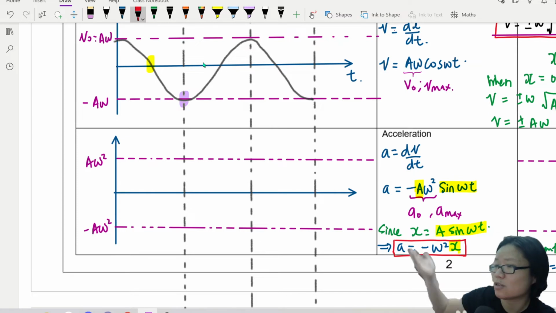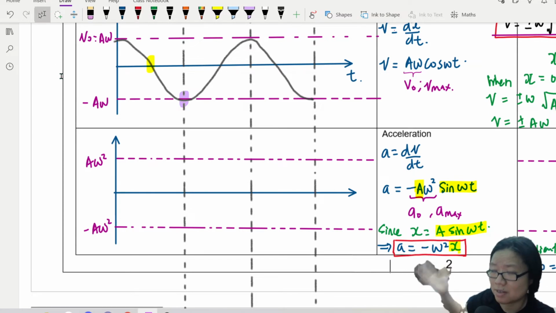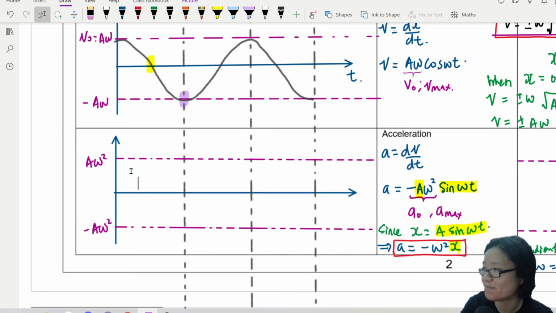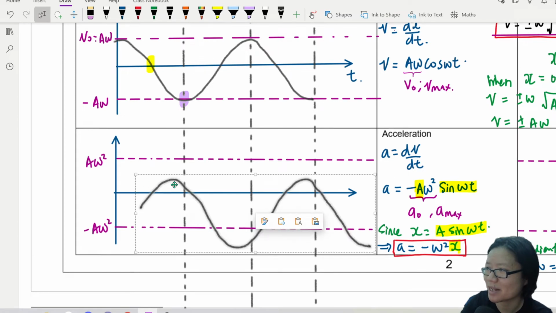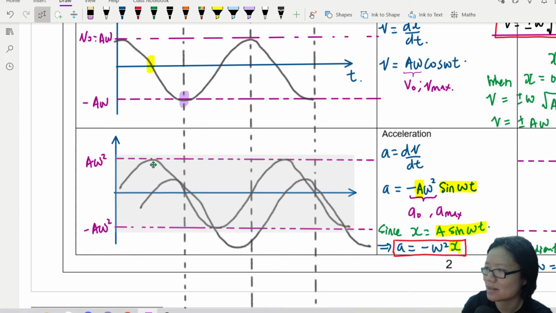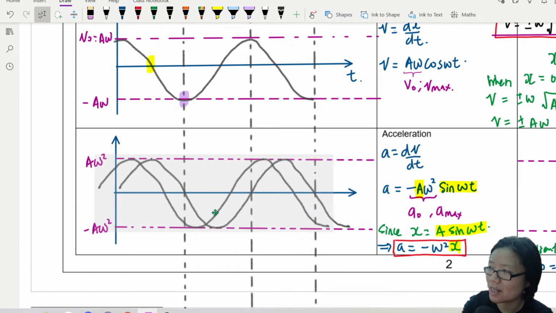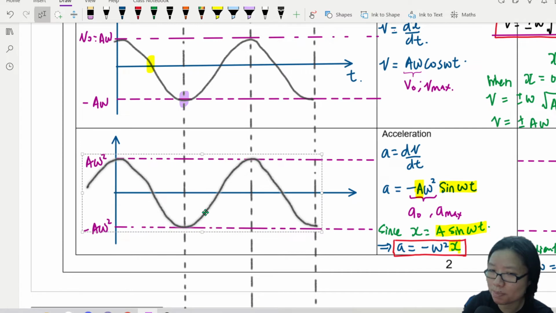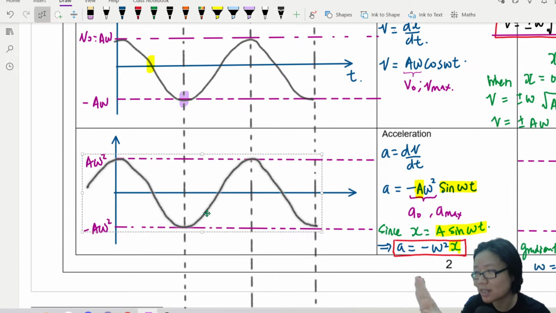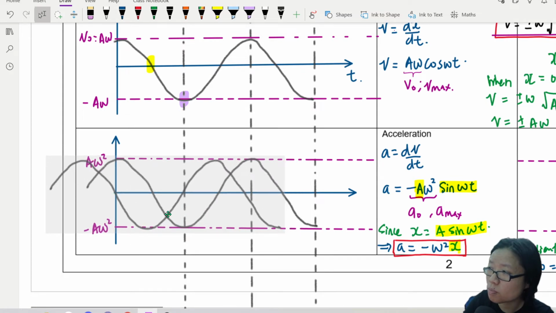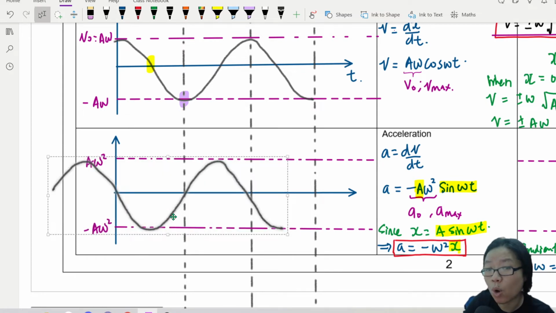Okay, let's draw a negative sine graph. Remember, we started with sine. Sine was like this. Then when we get cos, we move 90 degrees. Bloop. So whenever you differentiate, you move 90 degrees. Differentiate again, move another 90 degrees. Bloop. So 90 degrees is a quarter cycle.